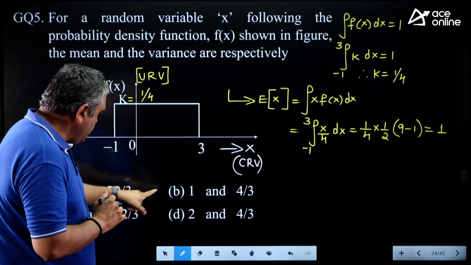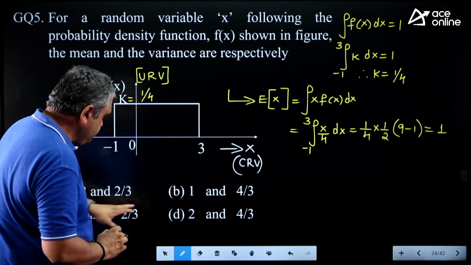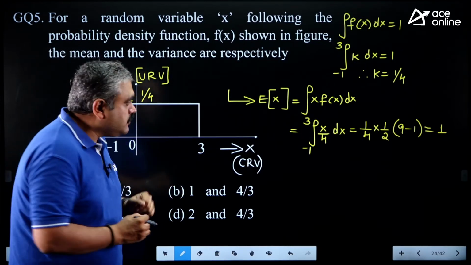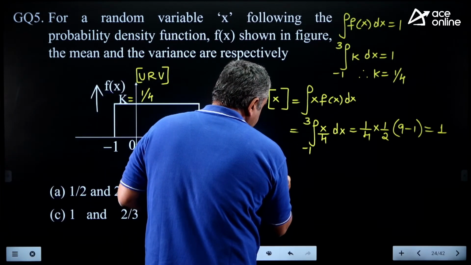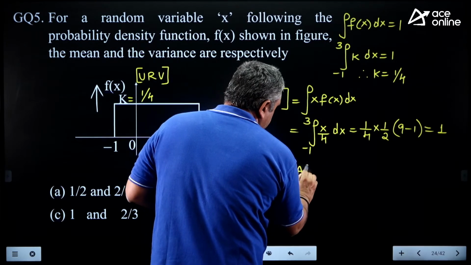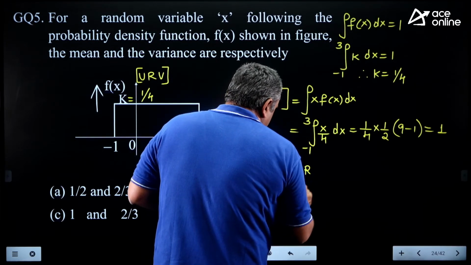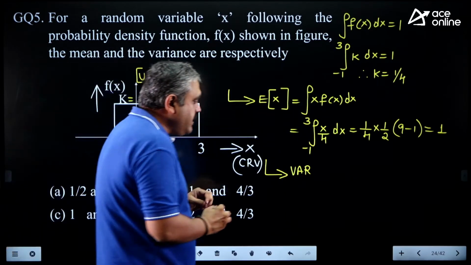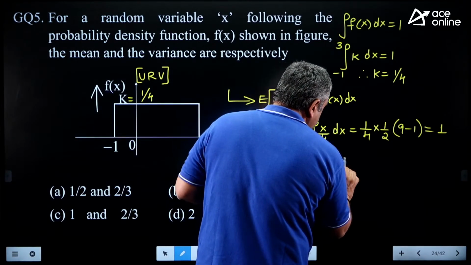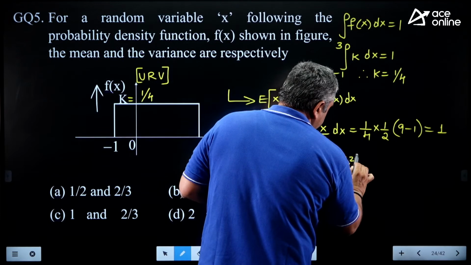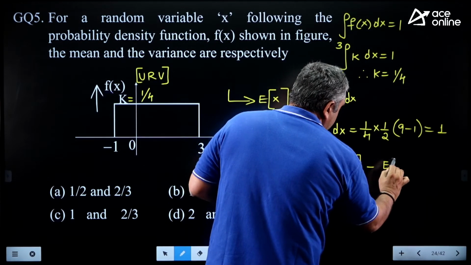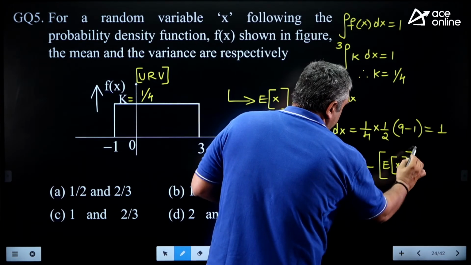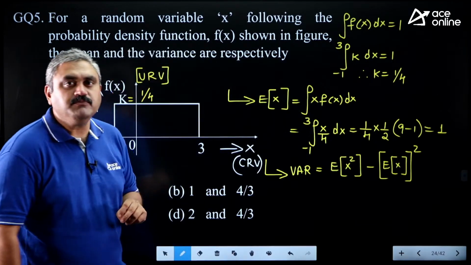Now the next one he is asking is variance. Your options are either B or C, because both mean values are there. So try to find variance. There is no other choice for you. So what is this variance? For the variance of a random variable, first you have to find the mean square value. Variance is nothing but the mean square value, meaning expectation of x square, which we call the second order moment, minus the mean value of the random variable, meaning the first order moment, whole square. This is the formula for finding variance of a random variable.